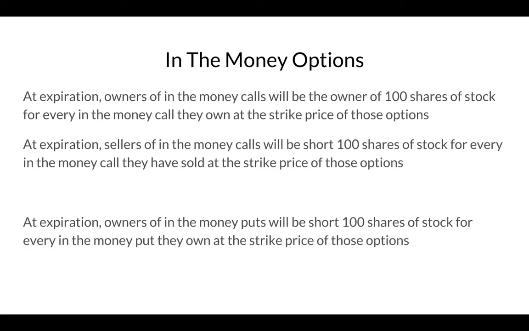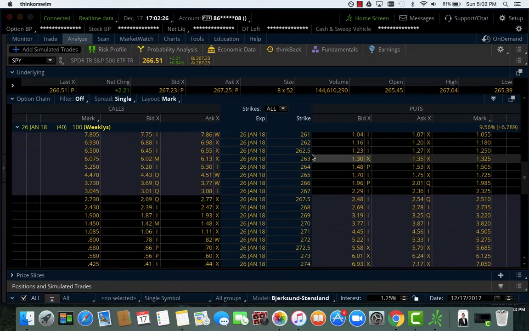So at expiration, owners of in-the-money puts will be short 100 shares of stock for every in-the-money put they own at the strike price of those options. Differently than calls, if we were long a 270 put, in order for the put to be in the money, the price of the stock would be below our strike price at expiration. That is an in the money put. And if that is the case, we will have 100 short shares of SPY at 270 a share.